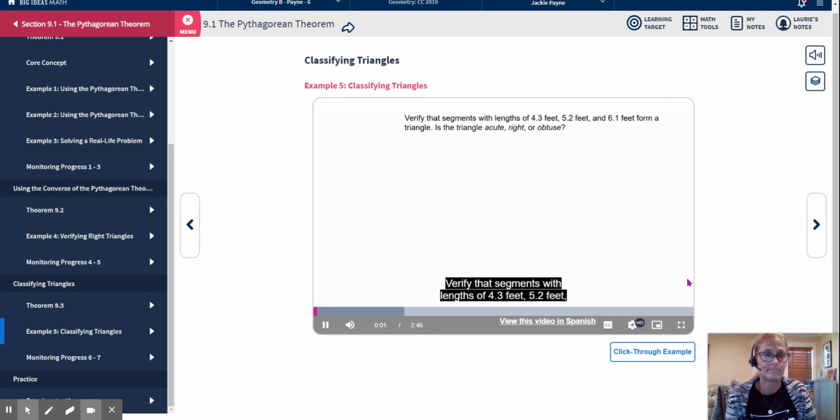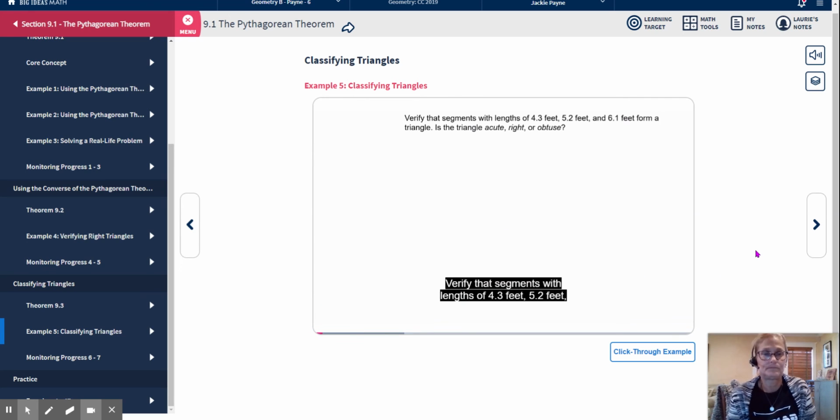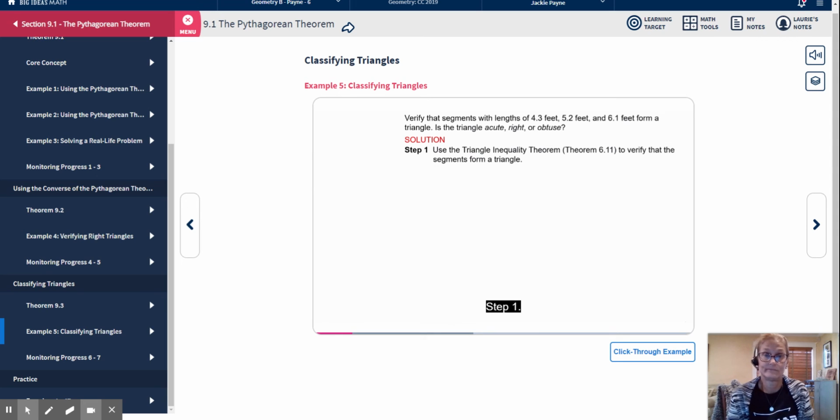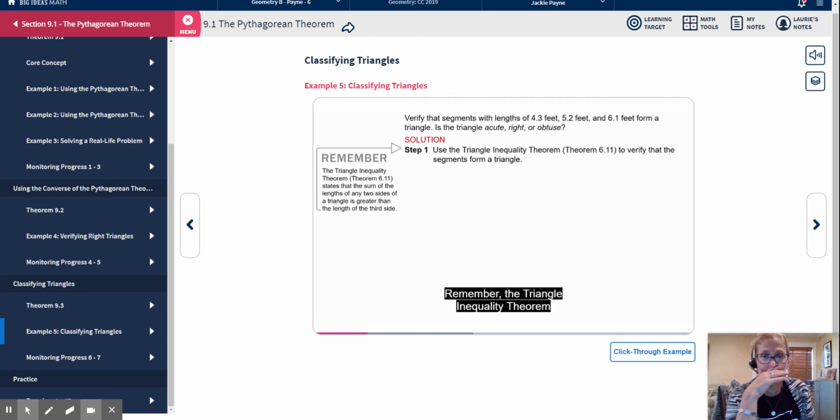Verify that segments with lengths of 4 and 3/10 feet, 5 and 2/10 feet, and 6 and 1/10 feet form a triangle. Is the triangle acute, right, or obtuse? Solution. Step 1. Use the triangle inequality theorem to verify that the segments form a triangle. Remember, the triangle inequality theorem states that the sum of the lengths of any two sides of a triangle is greater than the length of the third side.